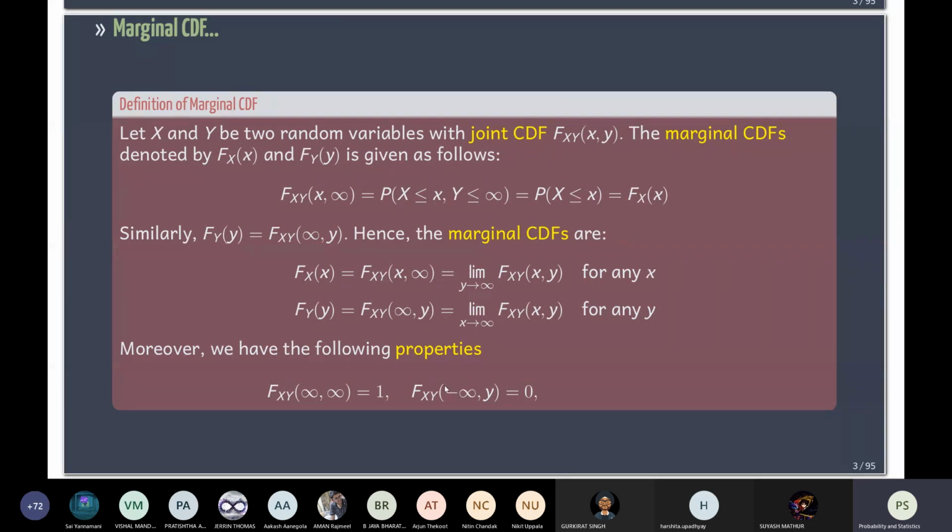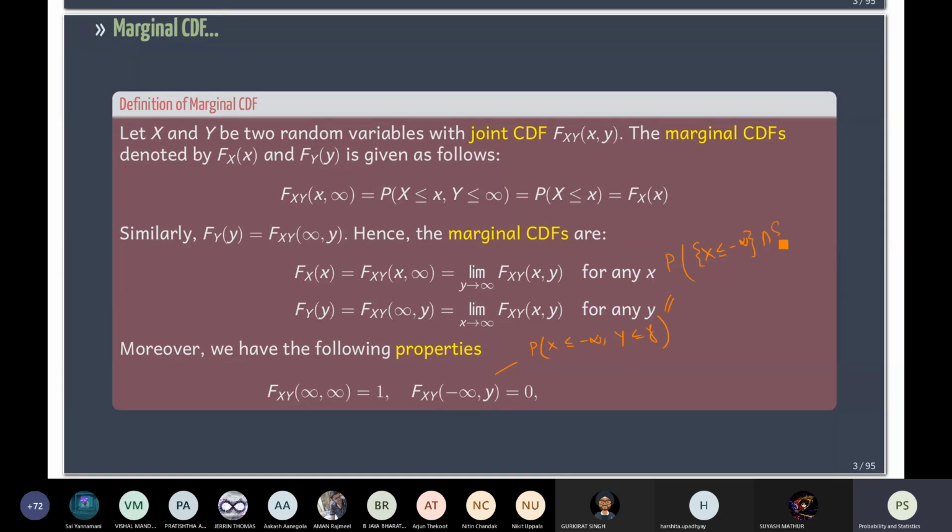Because if we write this in terms of probability, the definition of this is the probability that x is less than or equal to minus infinity, and y is less than or equal to y. So what do you think of it as a set? This is the probability of the event that x is less than or equal to minus infinity. Okay, so this is the set.